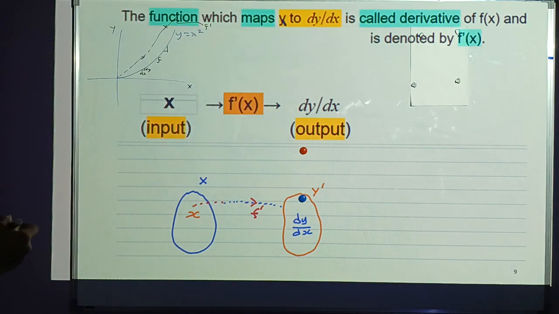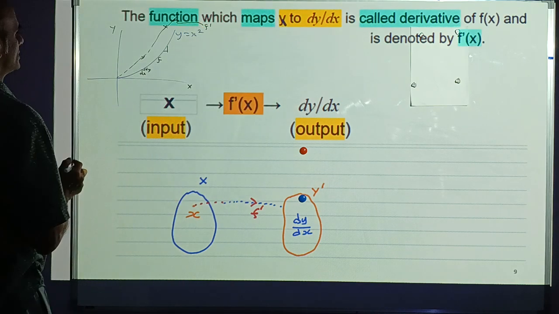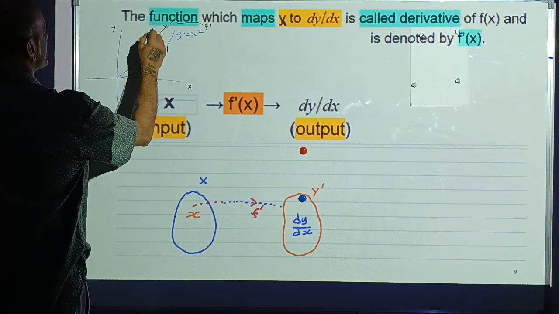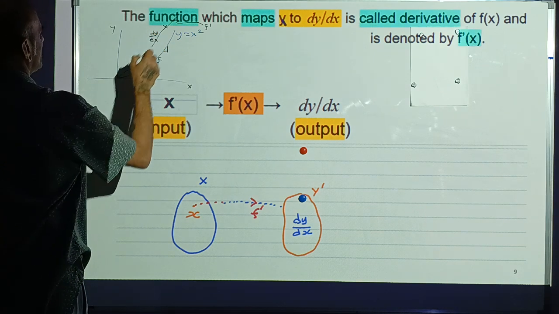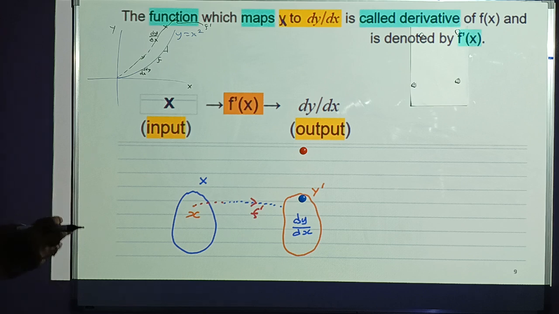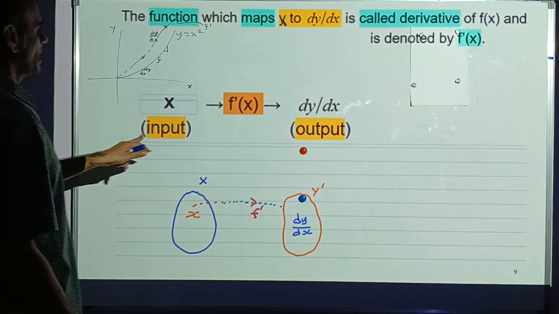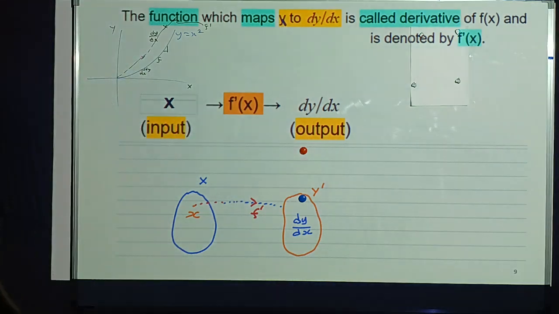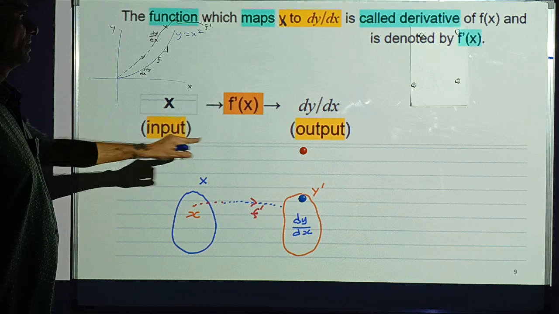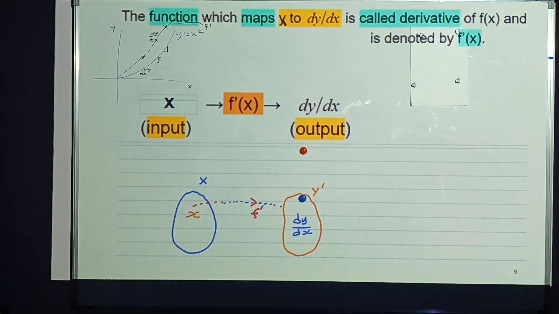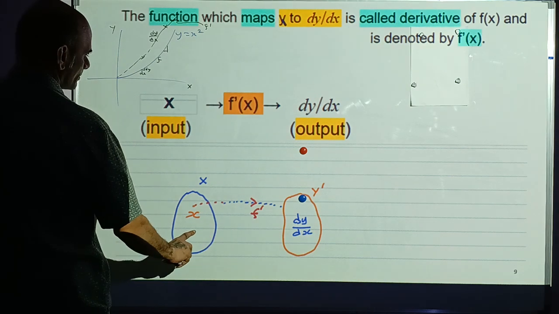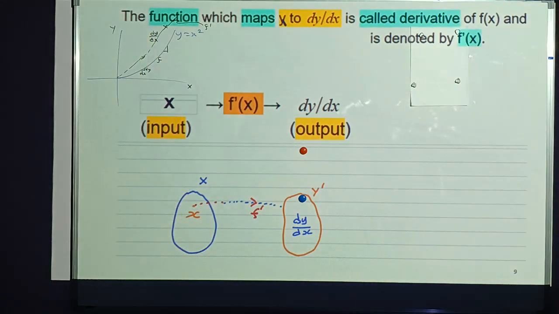So the function which maps x to dy by dx, where the y values of this function are dy by dx, is called the derivative of the function f of x and is denoted by f dash x. So f dash x, which is the derivative of the function, is a mapping between x and dy by dx. Once the function is defined, this can be calculated. For example, I showed here for the function y equal to x square.